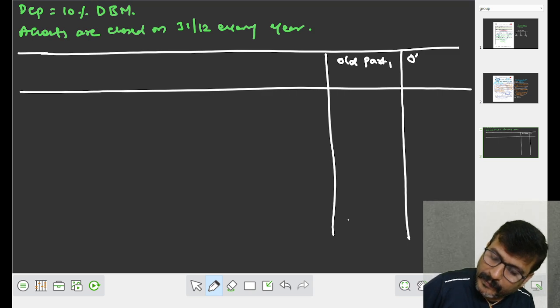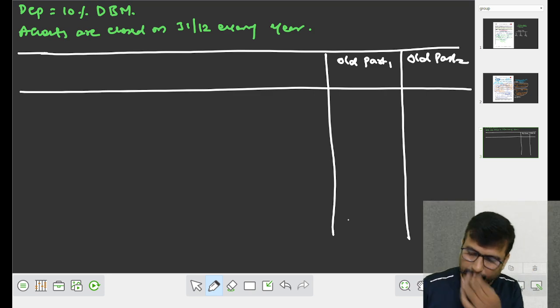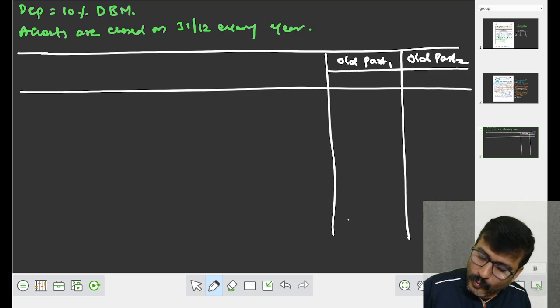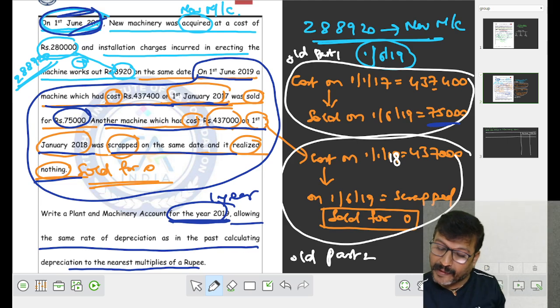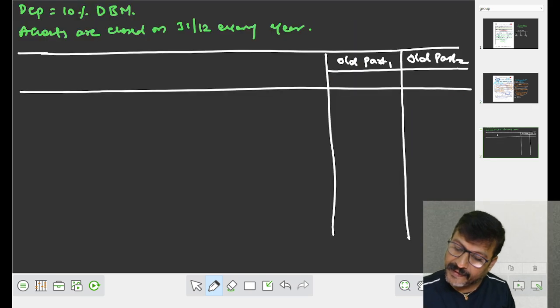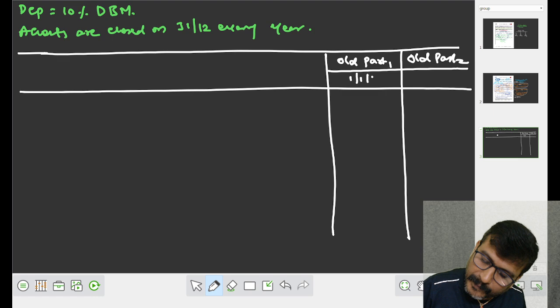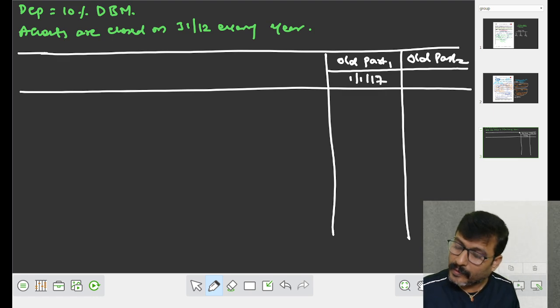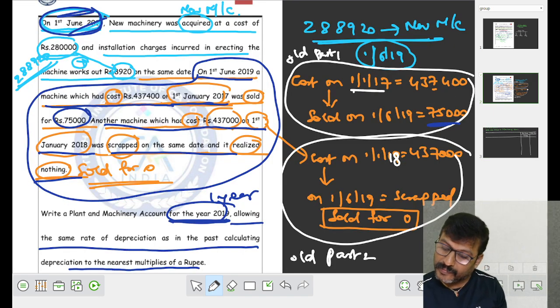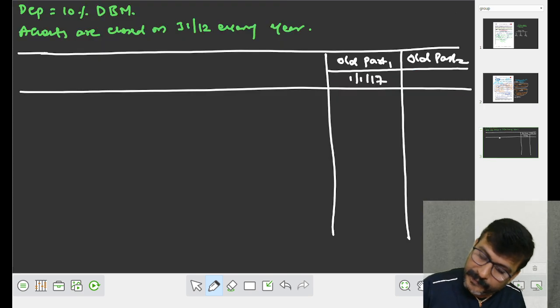Old part 1, old part 2. Old part 1, what is the date of the old part 1? 1st January 17. What is the old part 2? 1st January 18.